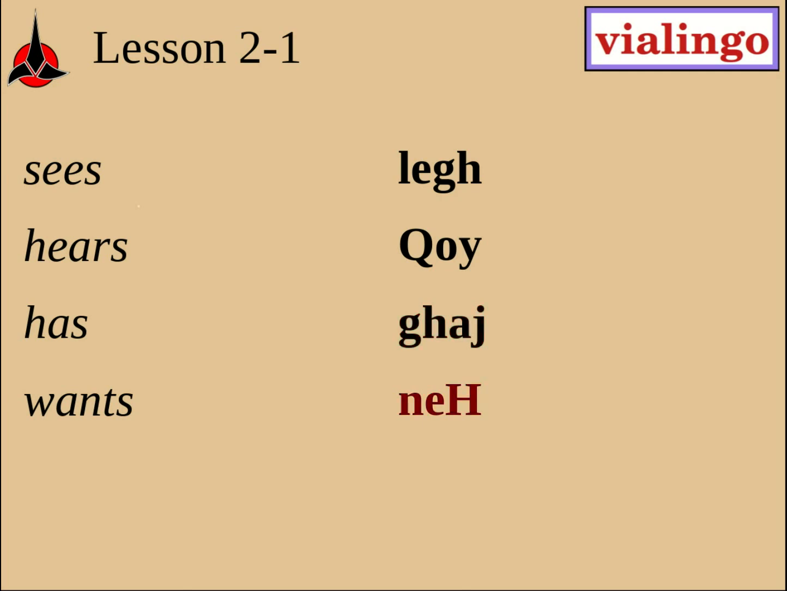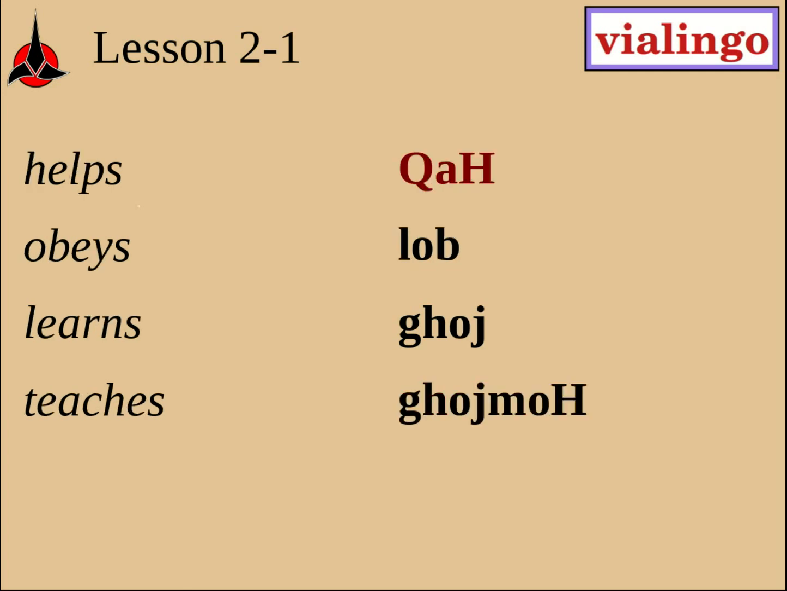Wants is legh, legh. Imagine a thirsty vampire who wants to find a nice juicy neck. Legh. Helps is qarh, qarh. Imagine the queen helping some hunters to cut up the carcass of a dead animal. Qarh.